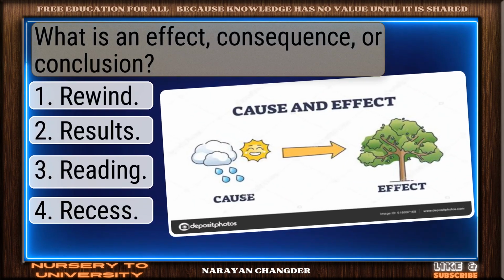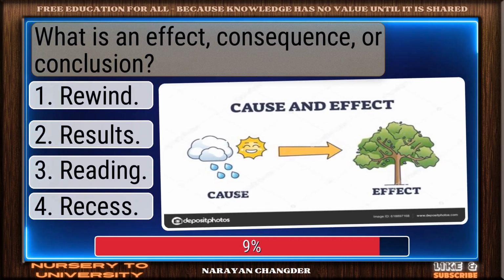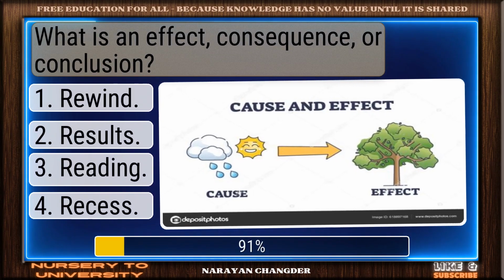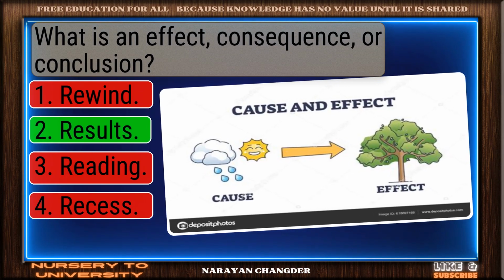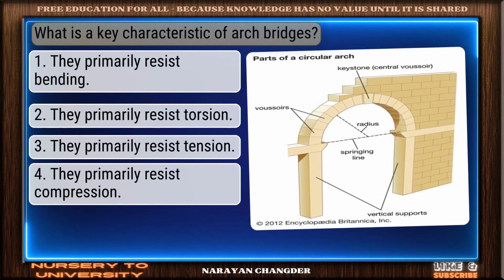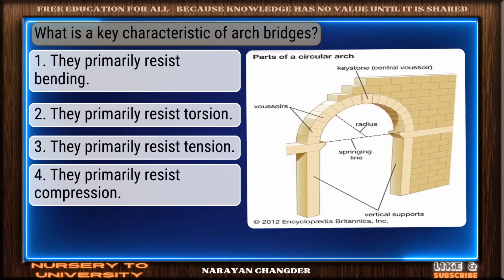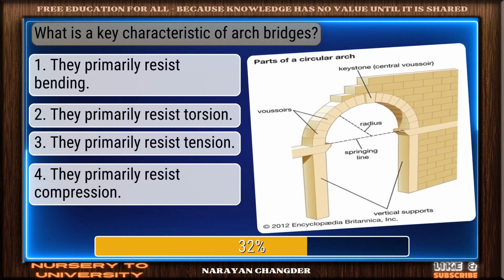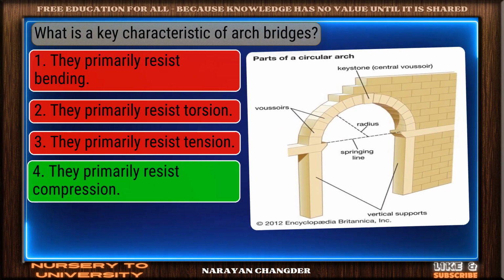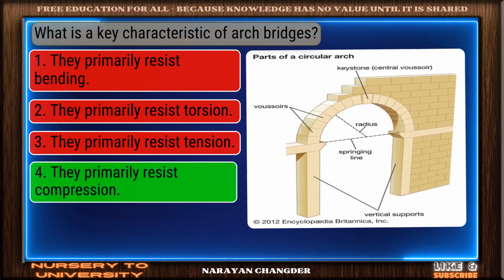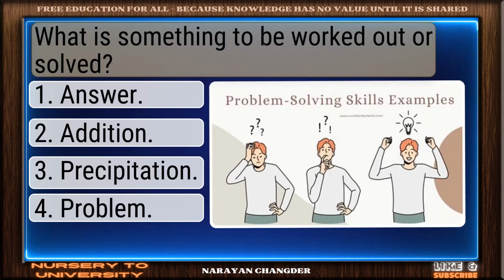What is an effect, consequence, or conclusion? Great job. Results is the accurate answer. What is a key characteristic of arch bridges? Valid point. They primarily resist compression is true.